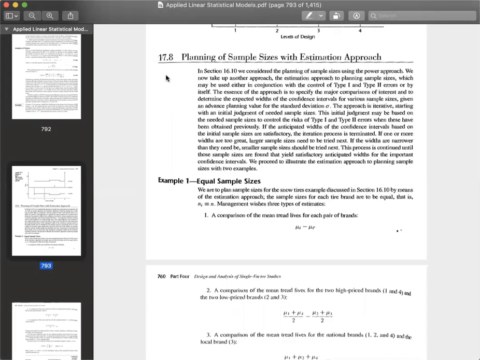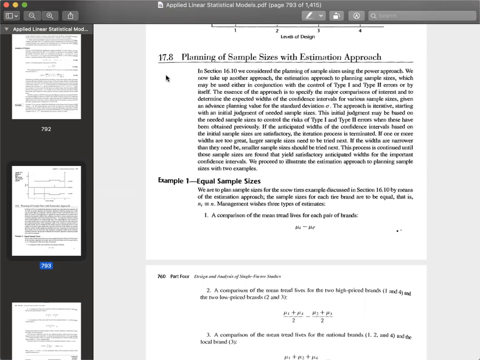The approach is iterative, starting with an initial judgment of needed sample sizes. This initial judgment may be based on the needed sample sizes to control the risk of type 1 and type 2 errors when these have been obtained previously. If the anticipated widths of the confidence intervals based on the initial sample sizes are satisfactory, the iteration process is terminated. If one or more widths are too great, larger sample sizes need to be tried next. If the widths are narrower than needed, smaller sample sizes should be tried next. This process is continued until sample sizes are found that yield satisfactory anticipated widths for the important confidence intervals.